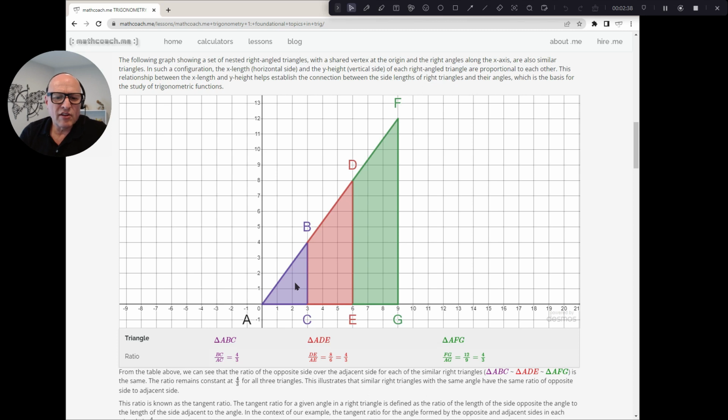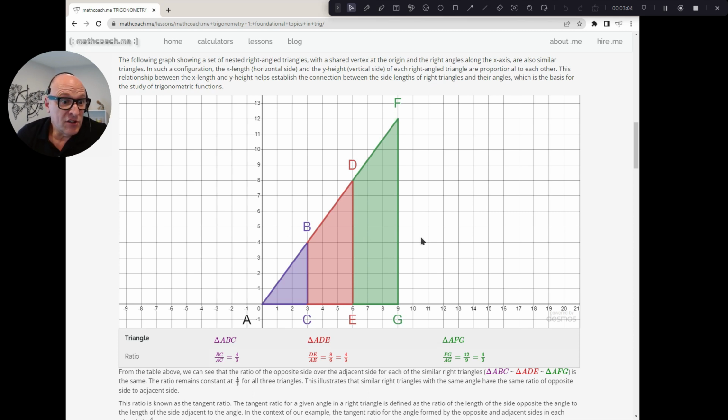In this Desmos calculator, I've nested 3 right-angled triangles, and they're all Pythagorean triples. We have this purple triangle, which is a 3, 4, 5 triangle. We have this mostly red triangle, which is a 6, 8, 12 triangle. And then we have this mostly green triangle, which is a 9, 12, 15 triangle.